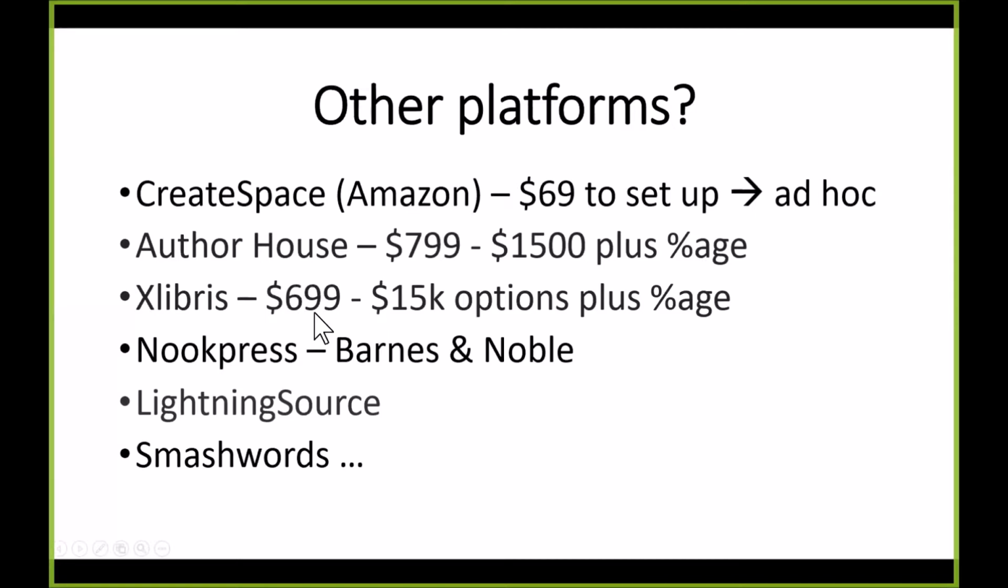Ex Libris really goes to town on this. $700 initially, up to $15,000 options for setting up, and then a percentage of the sales. So you've got to be pretty serious to be in this group. And then Nook Press, Barnes & Noble, and Lightning Source, and then Smashwords. So out of all these, it seems like Amazon is the best deal going, but what do I know?